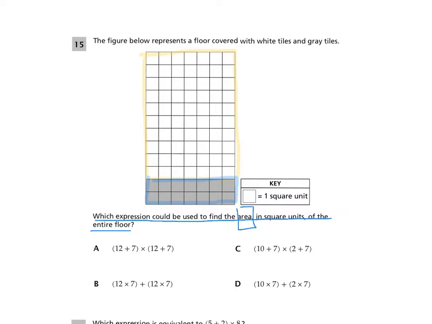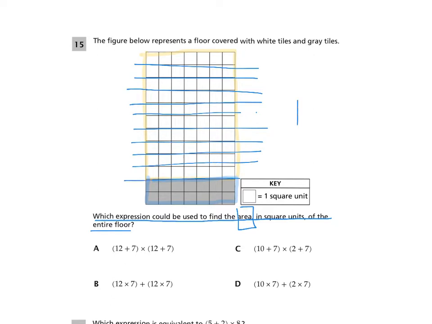So automatically when I look at the choices, I'm seeing distributive property. They're taking that whole area and they're breaking it up into two different arrays. So what we should automatically be thinking about in this first section, the white section, is how many groups. So I'm going to count 1, 2, 3, 4, 5, 6, 7, 8, 9, 10. 10 groups with 1, 2, 3, 4, 5, 6, 7 in each group for our white section.